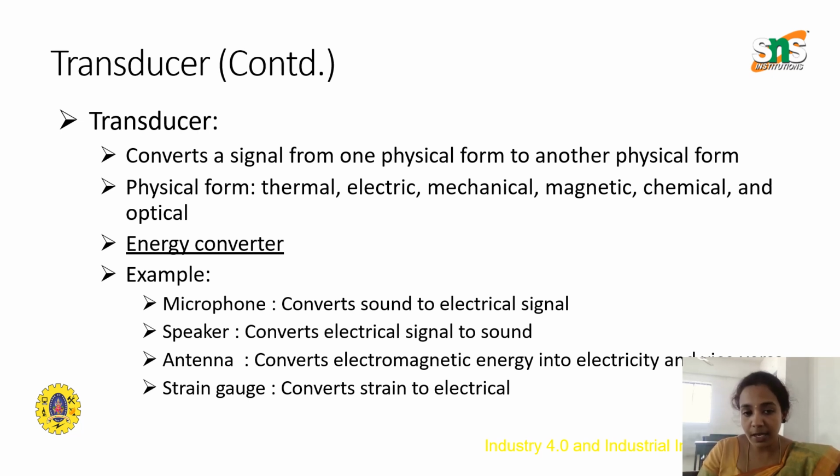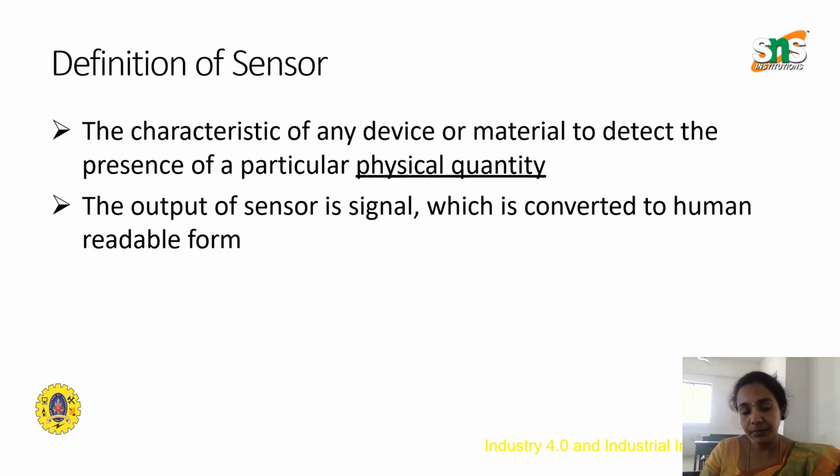Examples for transducers can be a microphone, which converts sound signal to electrical signal. It can be a speaker, which converts the electrical signal to sound signal. It can be an antenna also, which converts electromagnetic energy into electricity. And strain gauge, which converts the strain signal to electrical signal. So this is the main definition of a transducer.